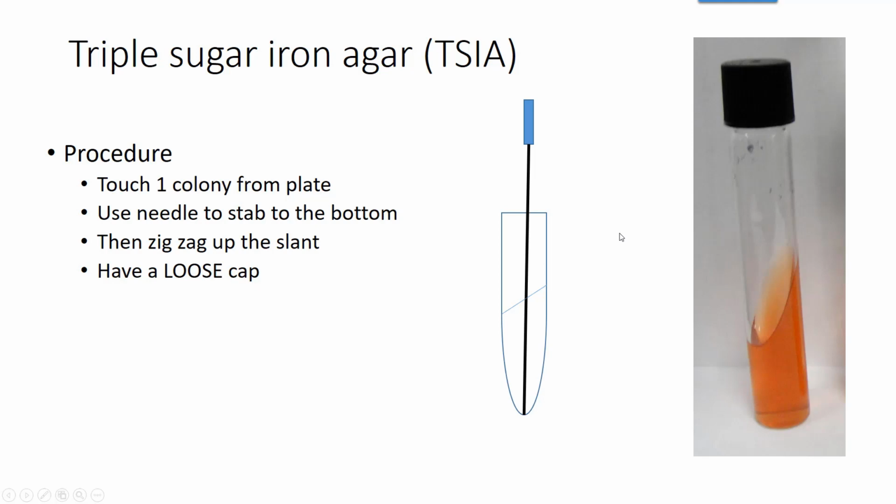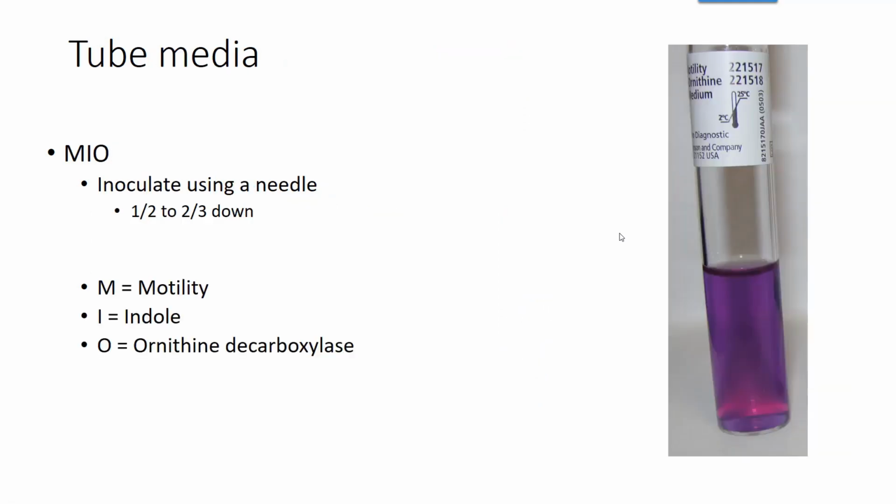The third tube we're going to set up, from the Biochem Reaction A sheet, is the MIO tube. It's MIO because it's actually testing 3 different things: motility, indole, and ornithine breakdown. And we're still going to use a needle. We're going to pick up a colony of bacteria, and we're just going to do a stab about halfway, 2/3 of the way down, and then pull it up. There's no zigzagging because there's no slant. We're just stabbing it 1/2 to 2/3 of the way down.